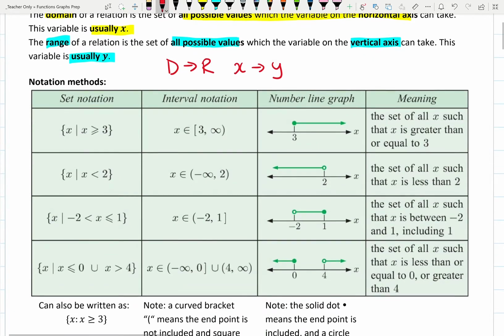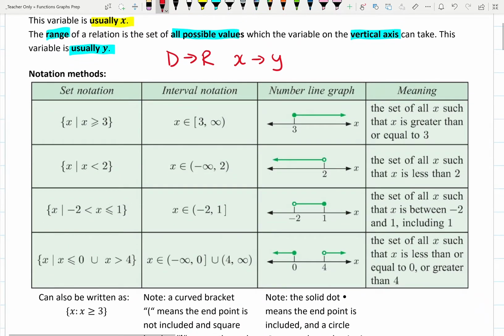There's a couple of different notation methods. The one that you're probably most familiar with in this little table is the number line graph. We saw these in year 10, and we know from our previous lesson that when the dot is coloured in like it is here, that point is included in the domain or the range, whichever one it is. In this case it's x, so it's domain. When the circle is open, it's not included.